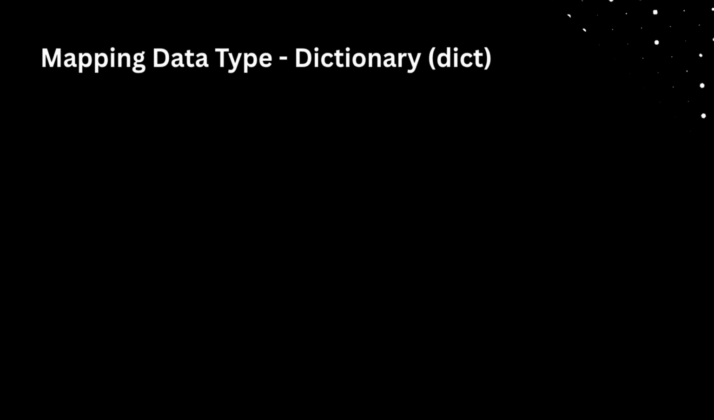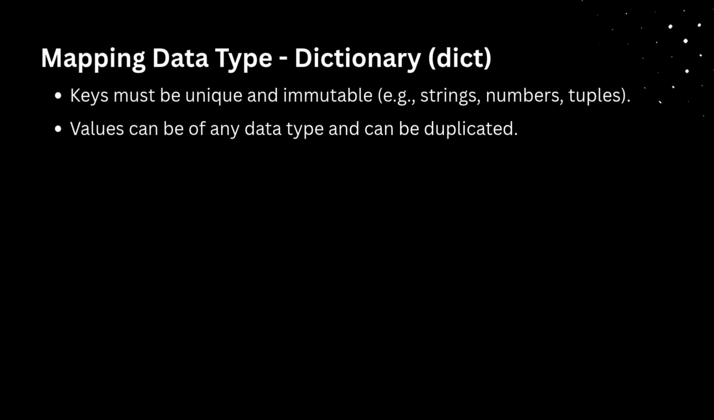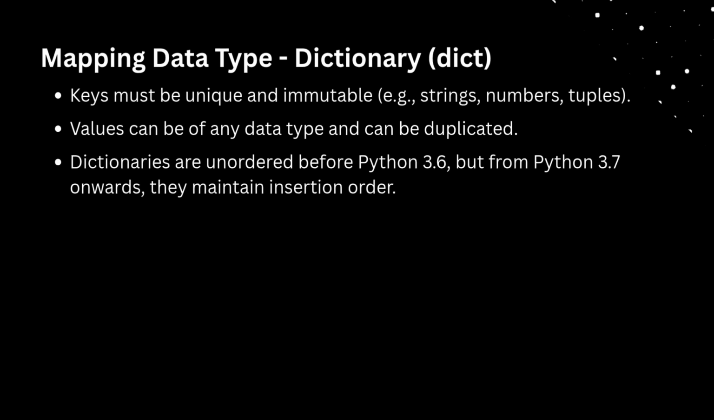Next up, we will see mapping data types, also called dictionary types. In Python, the mapping data type is represented by dictionary or dict. A dictionary stores data in the form of key-value pairs where keys must be unique and immutable. Example: strings, numbers, tuples. Values can be of any data type and can be duplicated. Dictionaries are unordered before Python 3.6, but from Python 3.7 onwards they maintain insertion order.